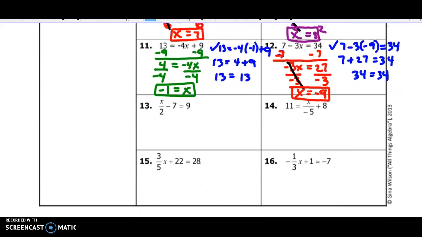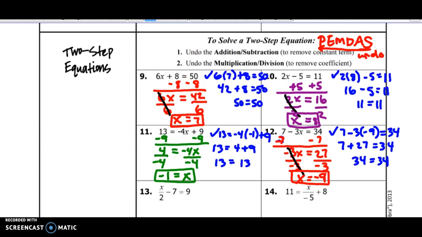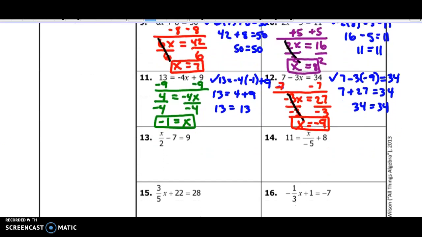Now on these last couple, as we look at these, you might be noticing already that we have some fractions we're dealing with. We don't need to panic. There's nothing too different about these fractions, especially on 13 and 14. So let's break it down and take it one step at a time. Remember, we said our first step is to always undo addition subtraction first, and then undo multiplication division second.